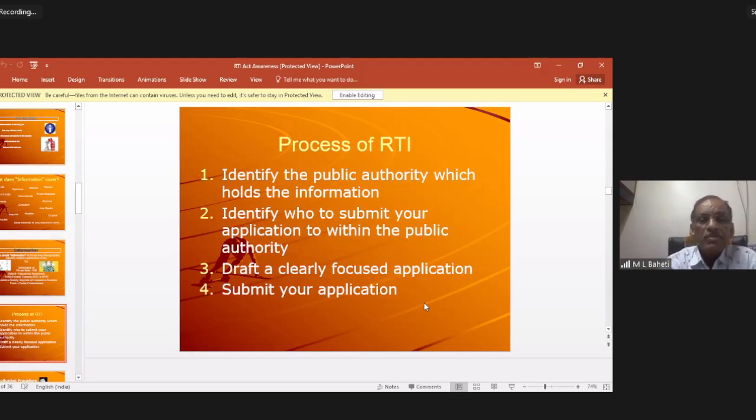RTI process is very simple. First, we have to identify the public authority which holds the information required by us. Then, decide who to submit your application to within that public authority. Within the public authority office, there are different persons sitting with different portfolios. Then there you have to see which PIO is assigned to your work. Then draft a clearly focused application. Then submit your application.